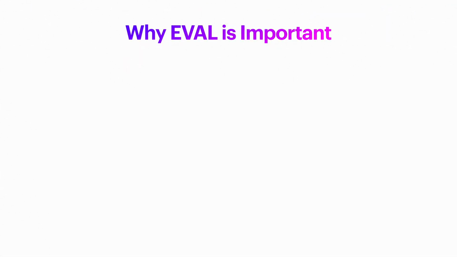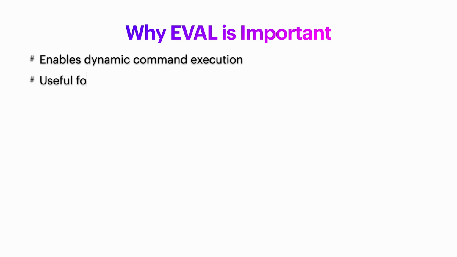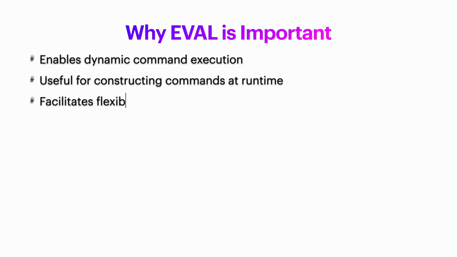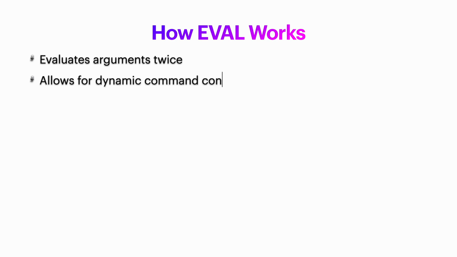Why is eval important? Eval is important because it enables dynamic command execution. This means you can construct and execute commands at runtime, providing flexibility and power in your scripting. How does eval work? Eval works by evaluating its arguments twice, which allows us to construct commands dynamically. This makes it possible to execute complex commands that are built at runtime.